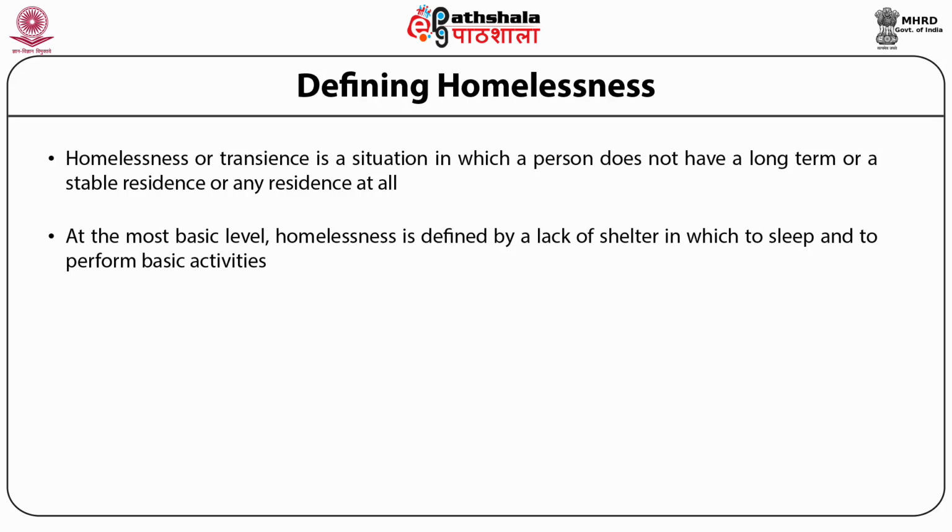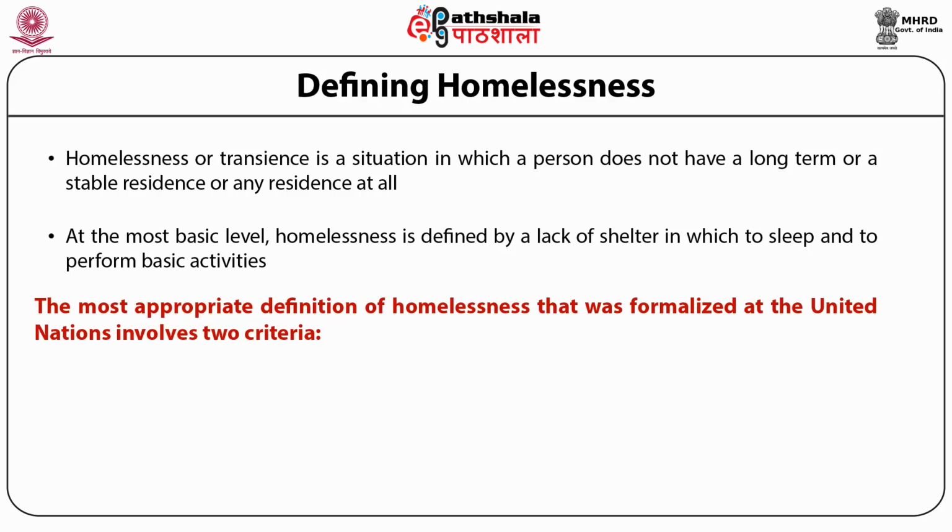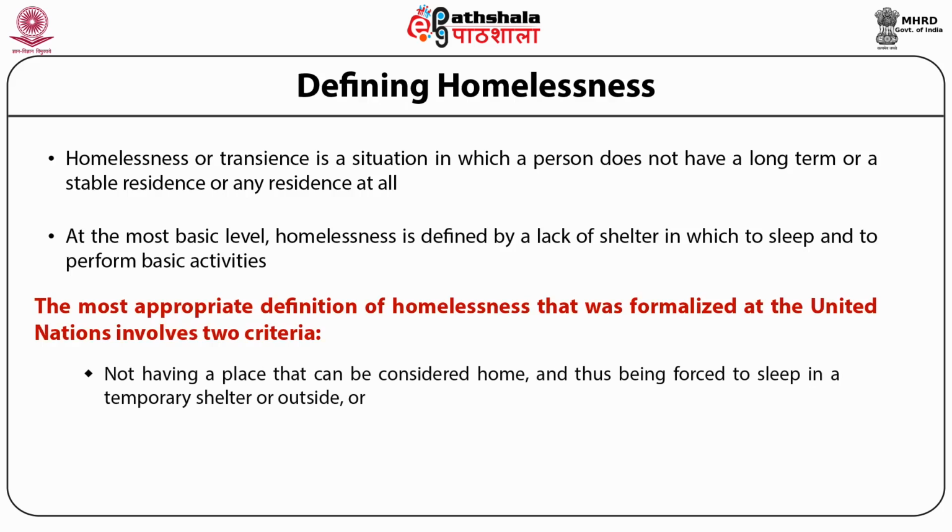However, in this definition, the term lack of shelter is not clear. Therefore, the most appropriate definition of homelessness that was formalized at the United Nations involves two criteria. Number one, not having a place that can be considered home and thus being forced to sleep in a temporary shelter or outside. Number two, having access to seriously deficient housing.